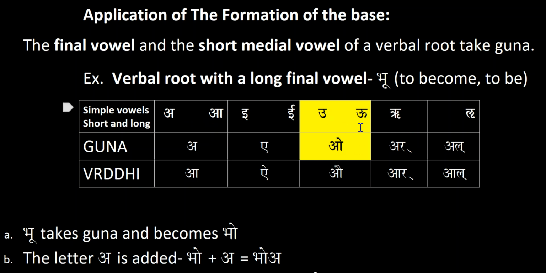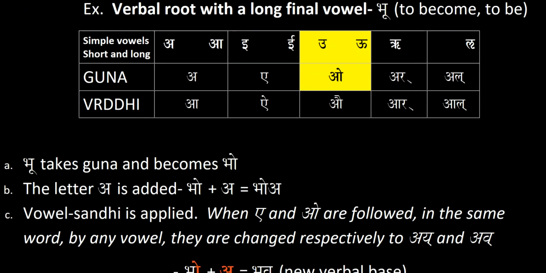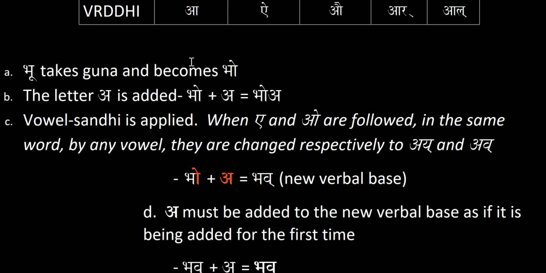Oo is under this column, and when oo is taking guna, that oo is replaced with the abbreviation for o, vowel sign o. So if you take a look at letter A, following the rules for the first conjugation, bhu will take guna and it becomes bho. So we're removing the vowel sign oo and then we're replacing that with o because that is what oo takes guna with. And then the next step is that the letter a is added. So bho plus a, and then we're going to combine those letters together.